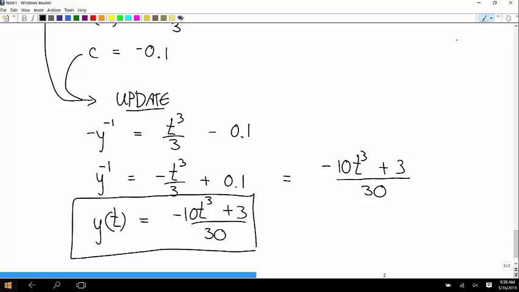And we got what we want. We wanted to figure out what that function was, the dependent variable, as a function of t, the independent variable. Any questions about that?